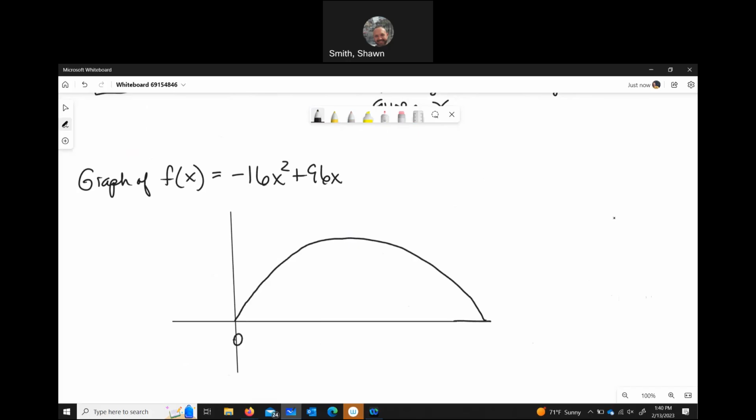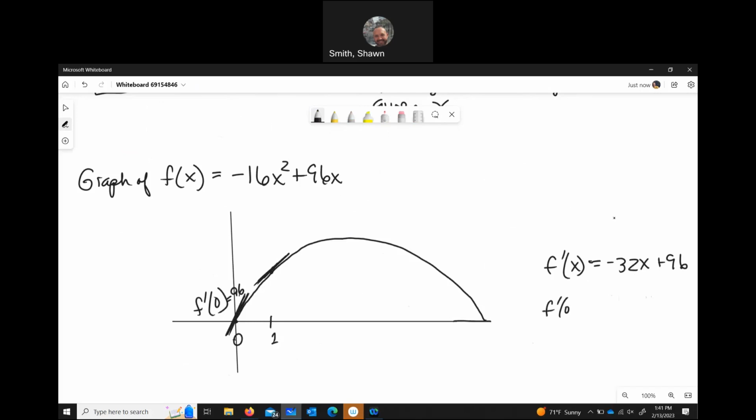All right, so if I'm at 0 right here, f prime of x is equal to negative 32x plus 96. Put in 0 there, you get 96. So this is a positive slope of 96 right there. Now, if I go out to 1, the slope is still positive, but it's not as steep.